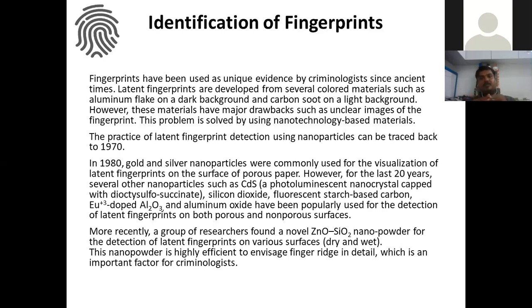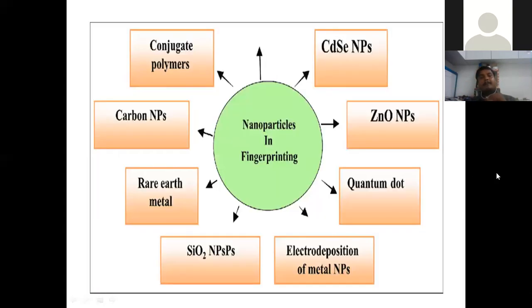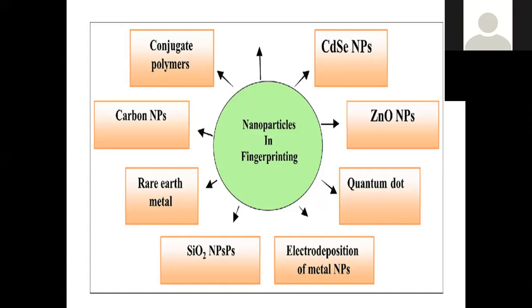Most recently, people used zinc oxide with silicon dioxide nanoparticles. Combined, they make a nano composite powder, and they detect latent fingerprints on various dry surfaces as well as wet surfaces. And these are some different nanoparticles used in fingerprinting, like conjugated polymers, carbon nanoparticles, zinc oxide nanoparticles, which I already told, quantum dots, silicon dioxide nanoparticles, electro deposition of metal nanoparticles, and rare earth metals used for fingerprint techniques.